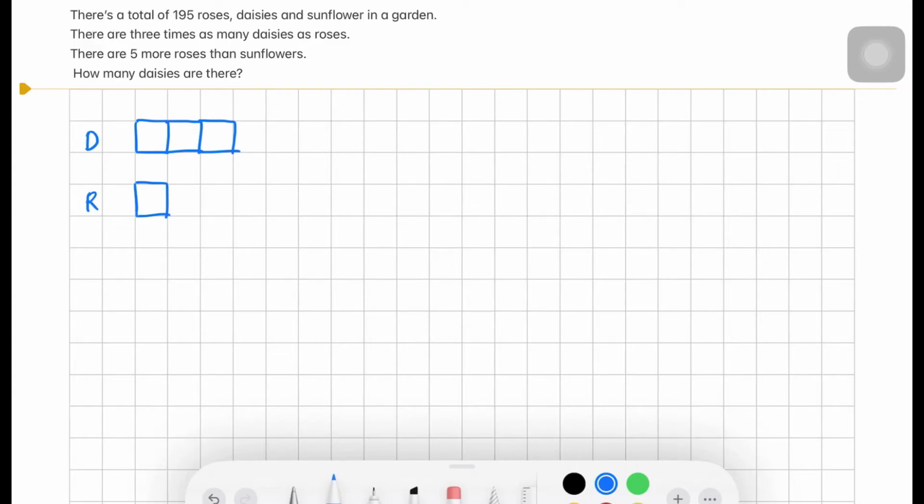Okay, so next sentence says, there are 5 more roses than sunflowers. So which is more, roses or sunflowers? The roses are more. So it means to say that the sunflowers will have a shorter bar than the roses. How much shorter? 5. And we're looking for the number of daisies. Did you forget anything in our model? The total. So the total is 195.